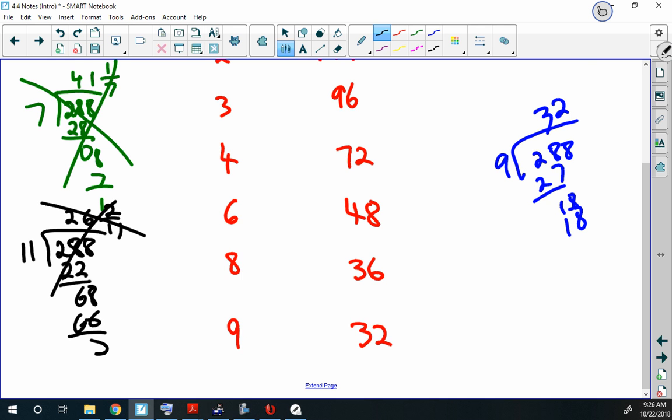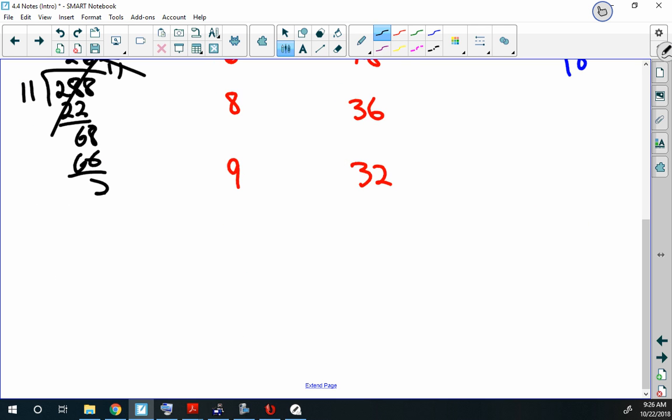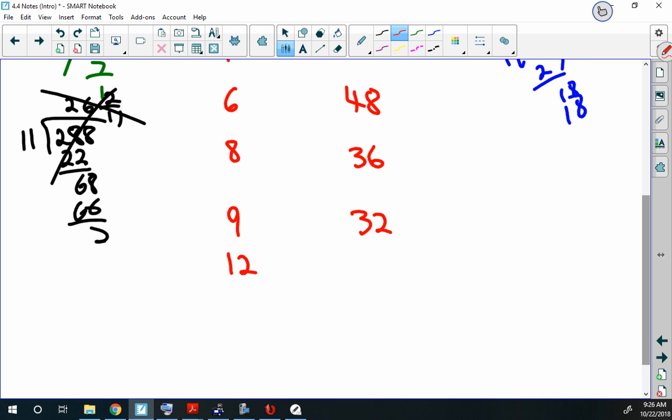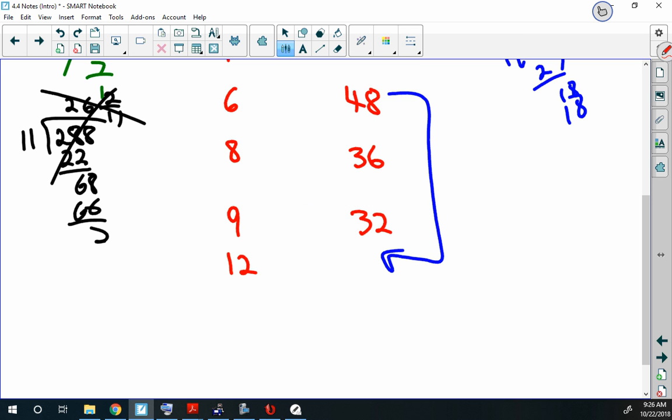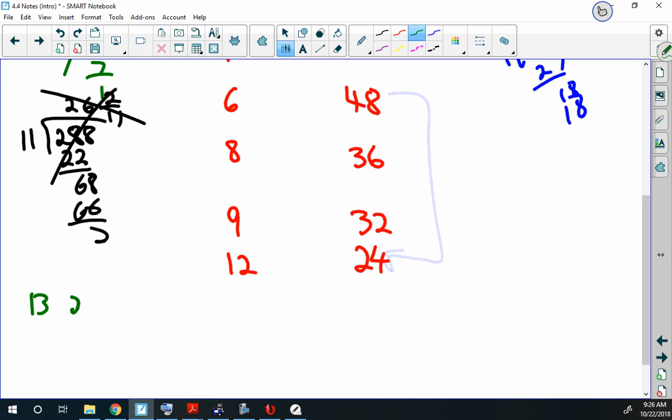What about 12? Is 12 going to work? 6 worked 48 times, so 12 is going to work 24 times. You starting to get the hang of how this works? Okay, 13. I don't know if 13 goes into 288 or not. Probably not.